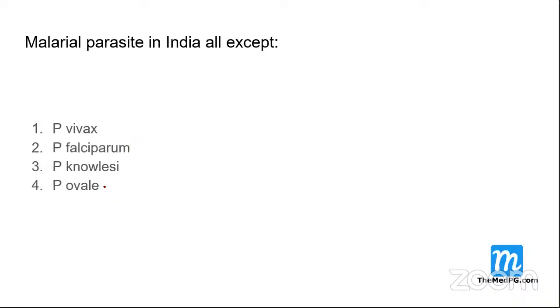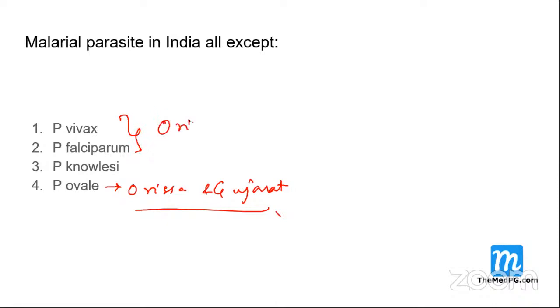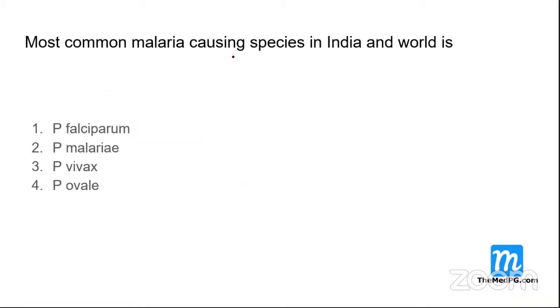Ovale is also present. Recently cases of ovale are reported from Orissa and Gujarat. This point you have to remember. Otherwise, we don't see much ovale in India, it is less commonly seen. But these are the two most commonly seen, especially in Orissa. So the answer is what, students? Third one.